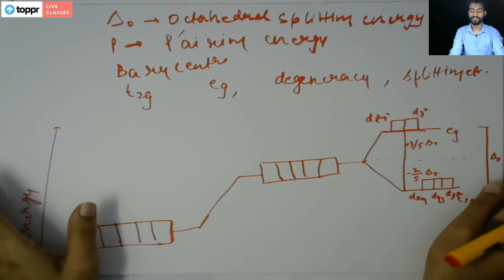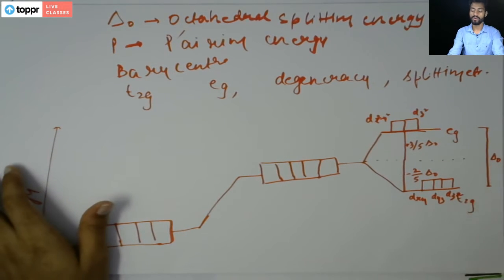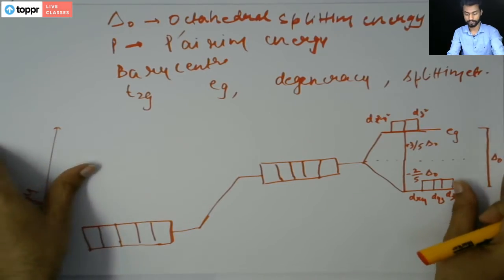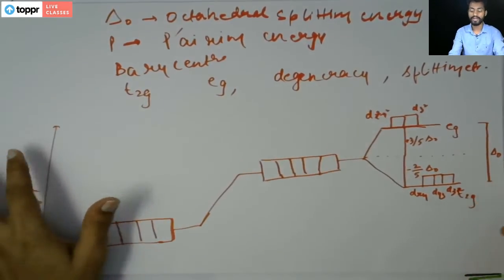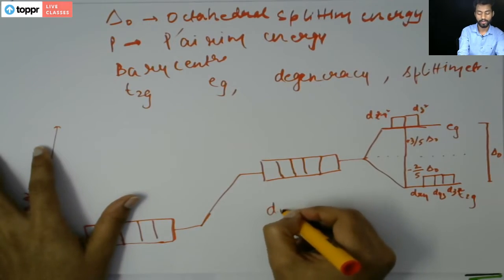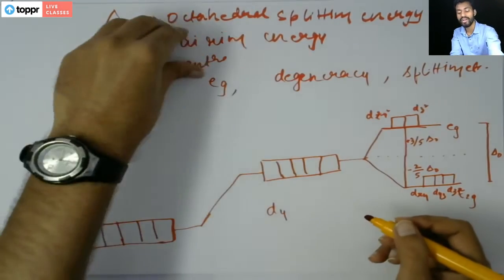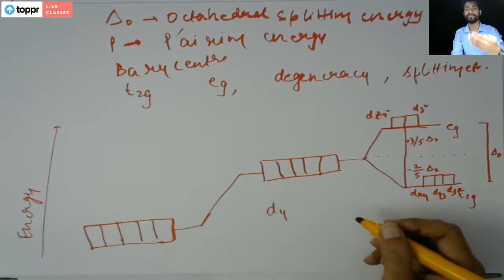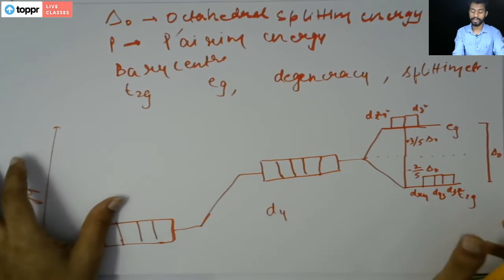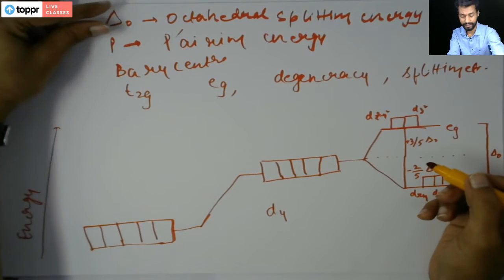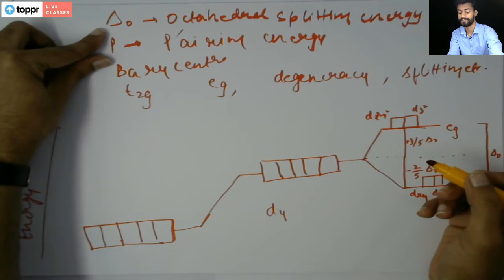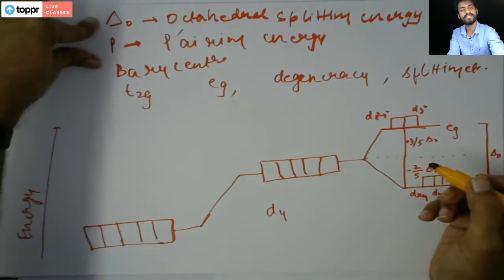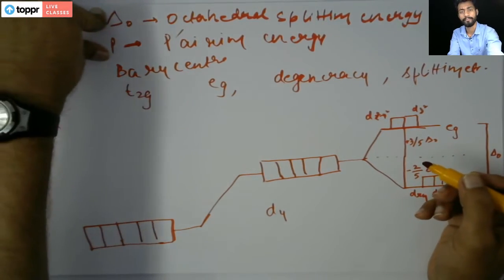Hope you have understood till this point. Now we'll consider one point. We'll see how the electrons are filled for a d4 molecule or any compound. Octahedral d4 means having four electrons in the valence d orbital. Okay, so there is a point called delta O and another parameter called pairing energy. Since both these terms are energies, we will compare them.